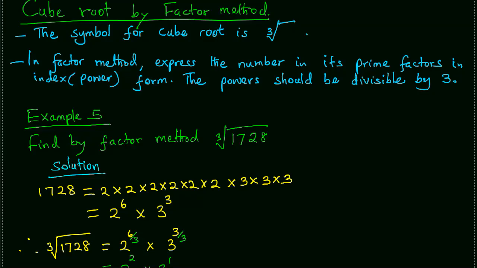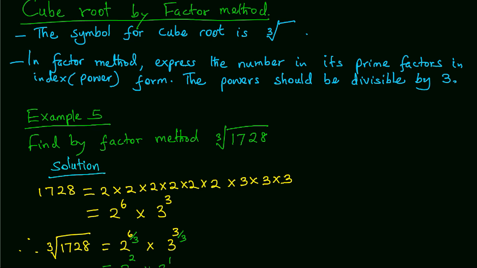Cube root by factor method. Now, this method involves expressing the number of interest as a product of its prime factors in index or power form. The powers should be divisible by 3. Very important.